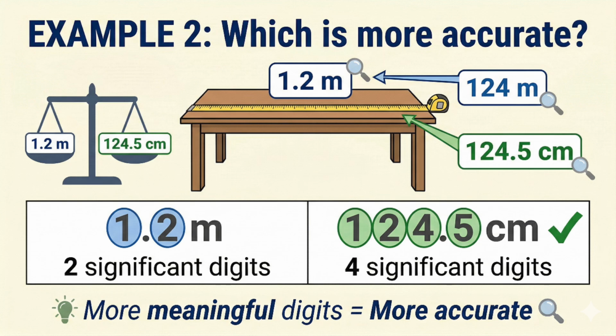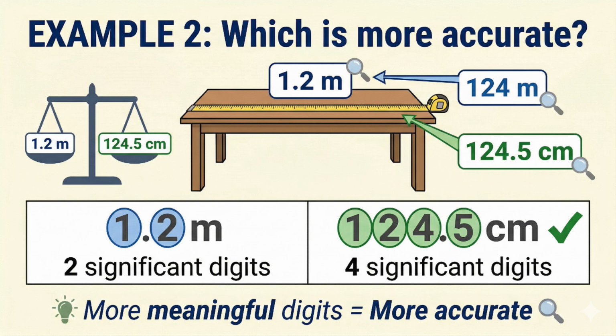Example 2. A table is measured as 1.2 meters or 124.5 centimeters. Both measurements show 1 decimal place. So which is more accurate? It's 124.5 centimeters. Even though both have 1 decimal place, 124.5 actually contains 4 significant digits, 1, 2, 4, 5. But 1.2 meters only has 2 significant digits. More meaningful digits means more accuracy.